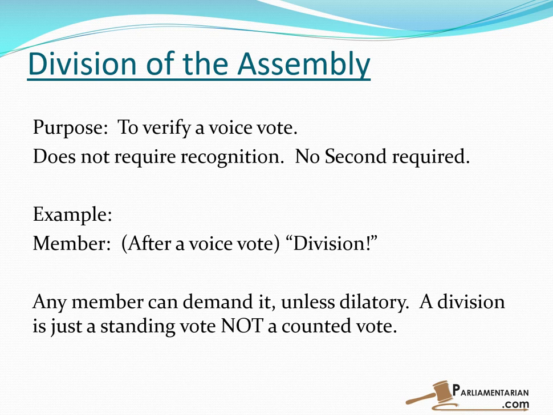Those who are opposed, please stand. And then you just look. You don't have to count. It's not a counted vote. Simply a standing vote. Then the chair would then proceed as normal. He would say, the ayes have it and the motion is adopted, or the noes have it and the motion is lost. You do not announce, okay, there's 3 for and 2 against.